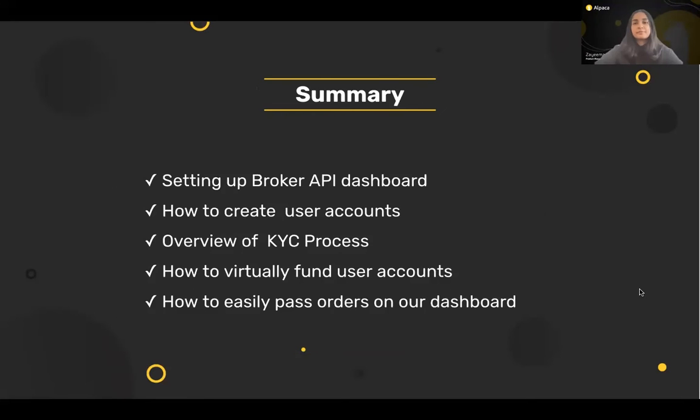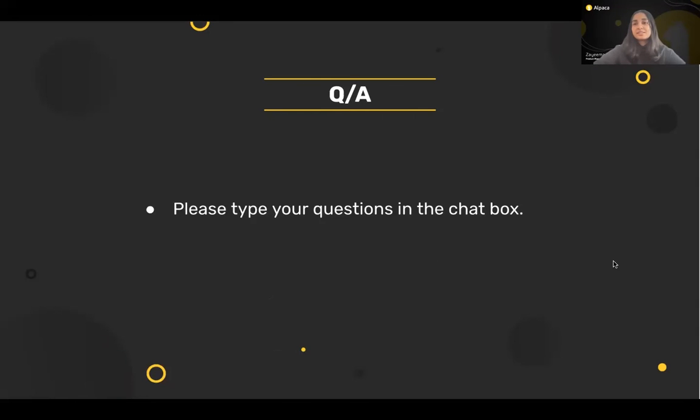Yeah, so quick summary of what we went over today. We looked at setting up broker API Dash, how to create user accounts, an overview of the KYC process, thanks to Brittany, how to virtually fund user accounts, and how to easily pass orders on our Dash. If you guys have any other questions that we missed, feel free to put them in the chat box or unmute and ask them, and we'll spend a couple of minutes answering more questions.